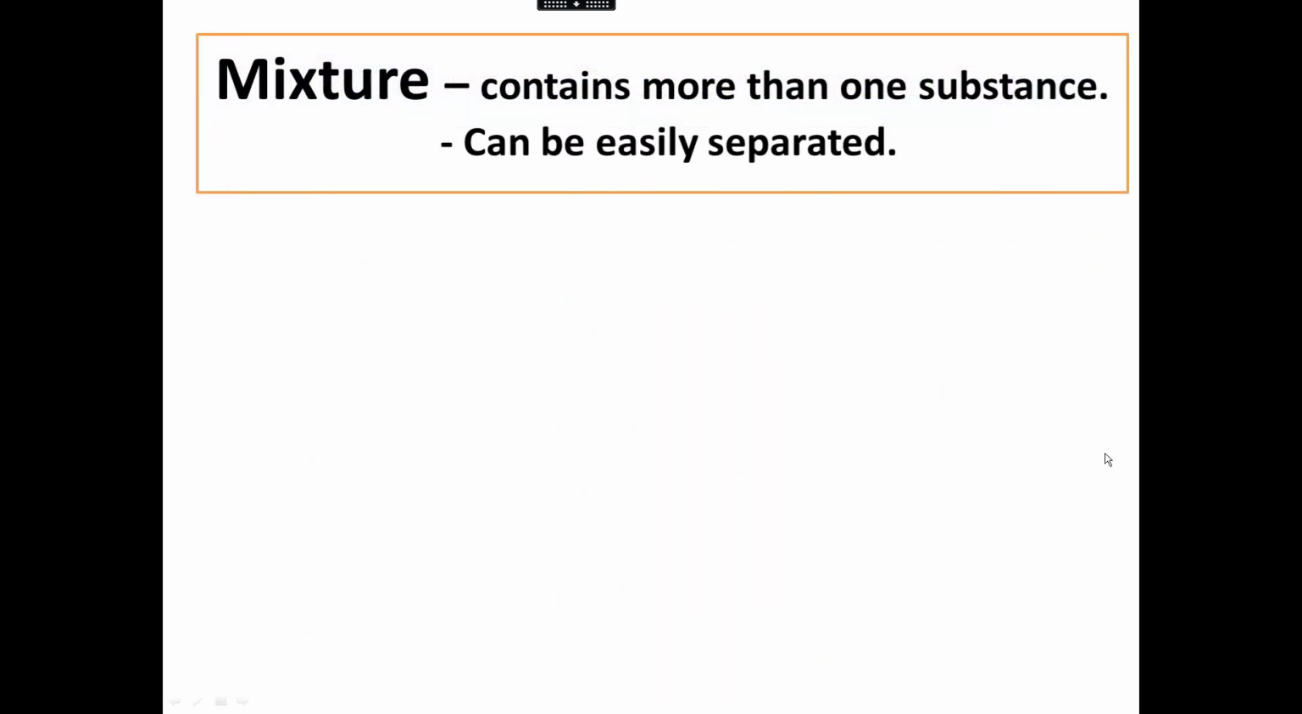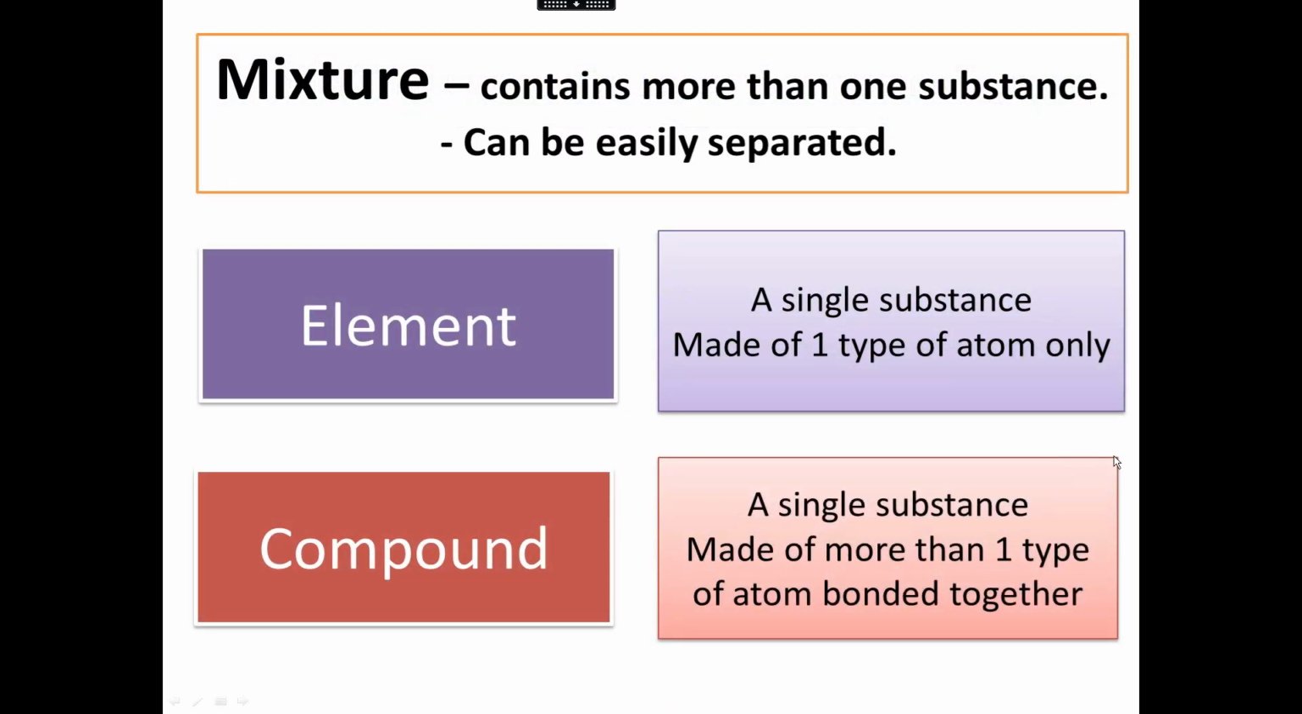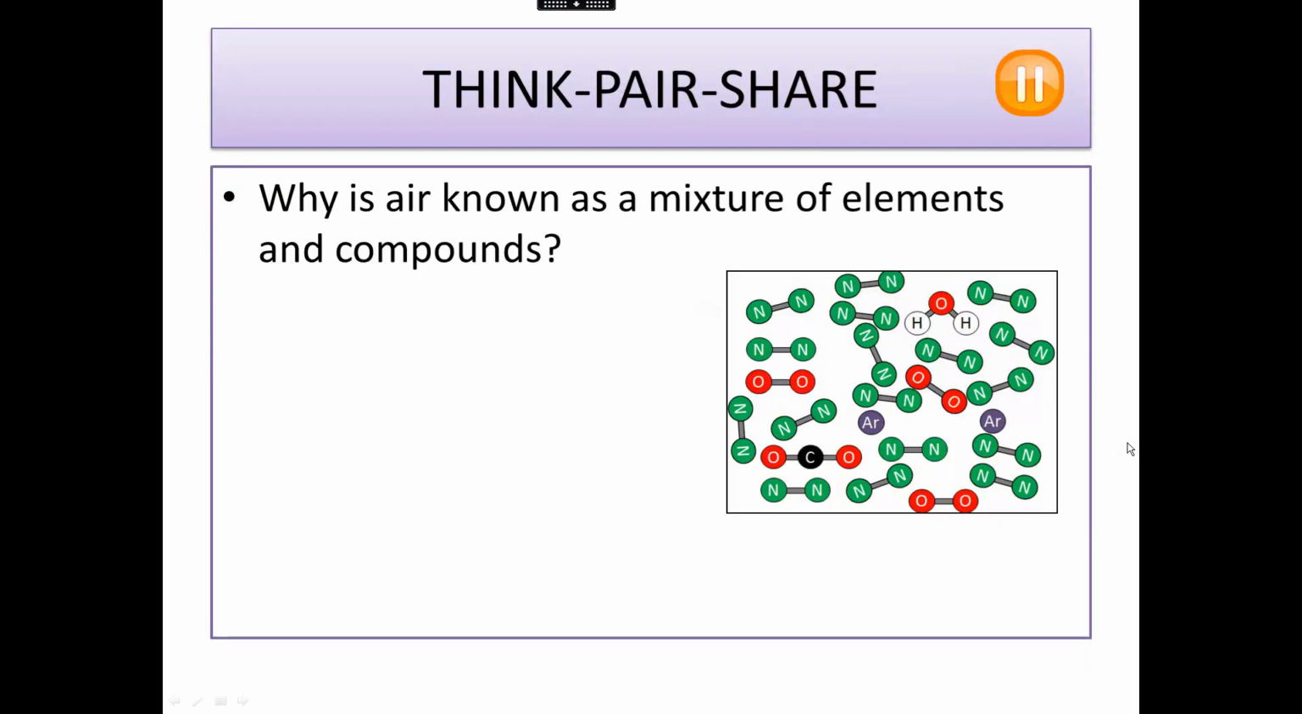Now, putting all that together, mixture, element, compound, okay, we need to think about, why is air known as a mixture of elements and compounds? Can you put that all together into one explanation? So pause the video, try and say it out loud. You don't have to write it down. Just think what you would say in a sentence. Why is air known as a mixture of elements and compounds? Pause it now.